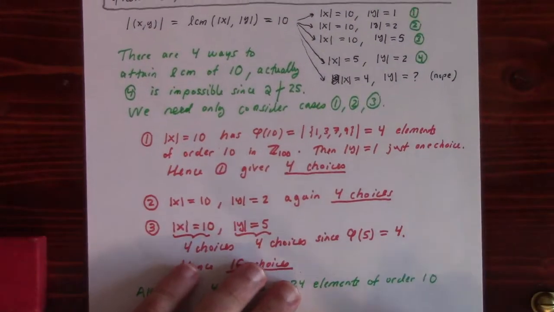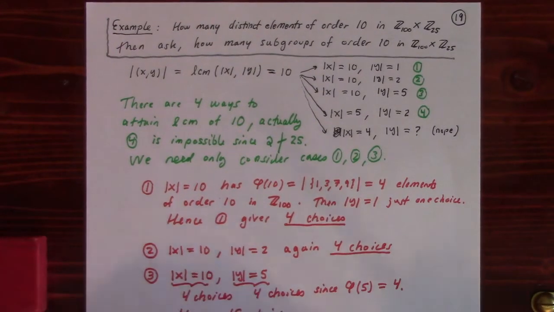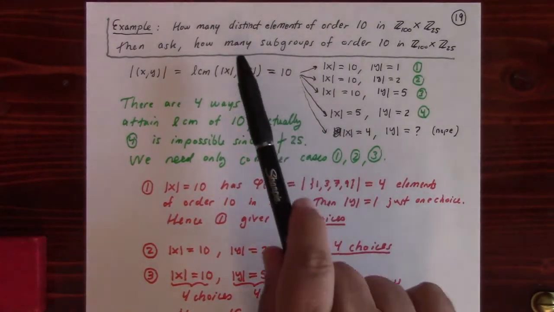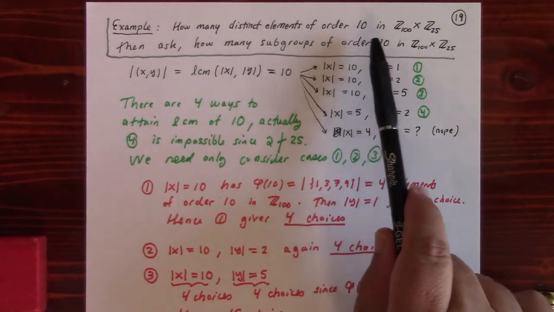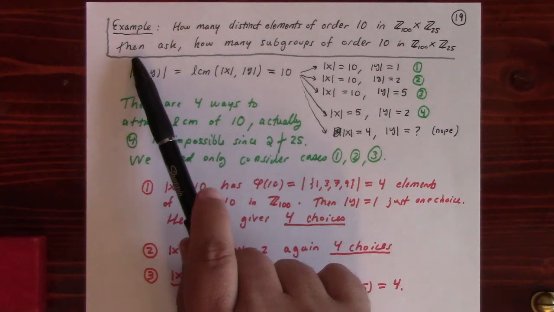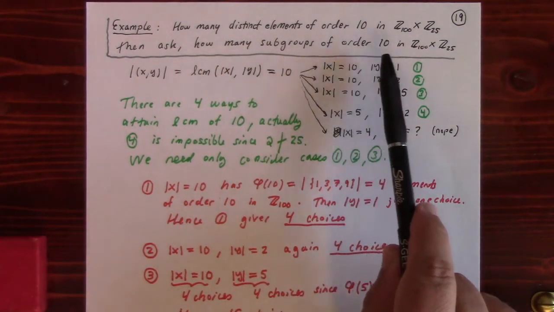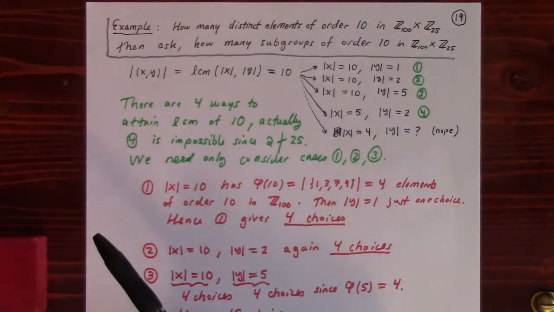All right. Moving along here. Another example. Oh, so many examples. Now this one actually I think is one of your homework problems, truth be told. How many distinct elements of order 10 in Z100 cross Z25? And then we'll ask the additional question, how many subgroups of order 10 are there in Z100 cross Z25?